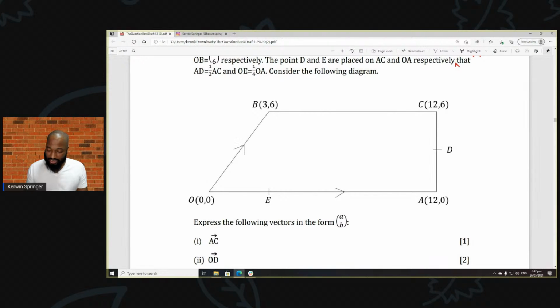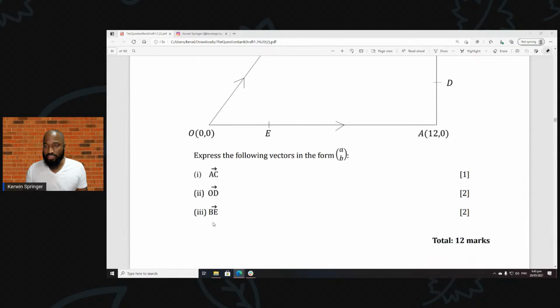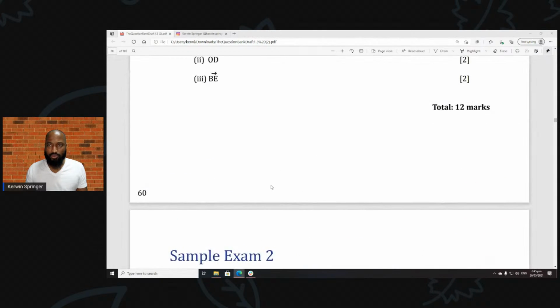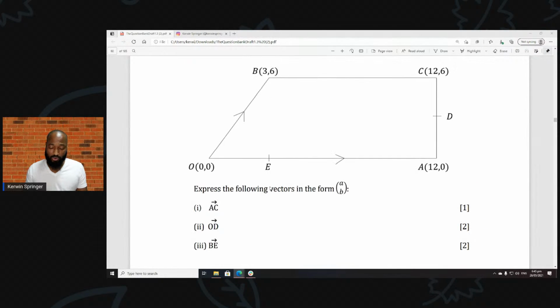And the last vector that they want us to find out is BE. B to E. And that's it. We've done the paper. We'll be going on into sample exam 2, which I hope to do tomorrow, please God.